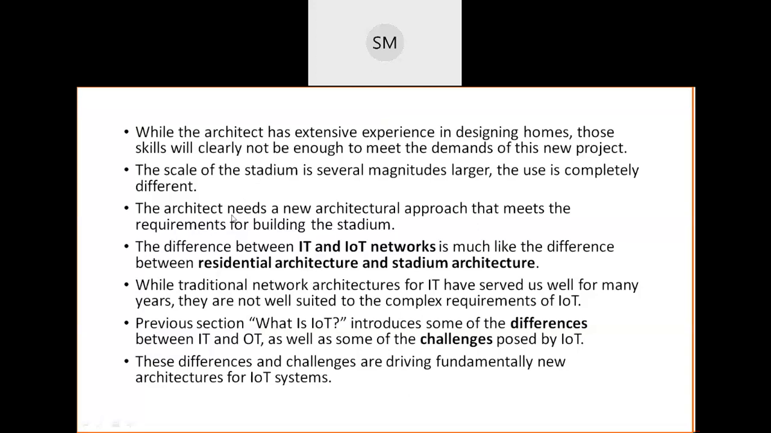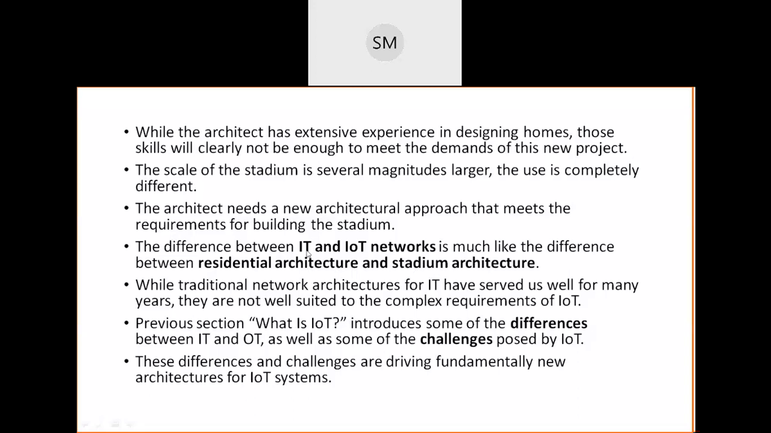Correct? The architect now needs a new architectural approach for this new project that meets the requirements of building the stadium. He has to learn new architectural things, architectural approaches to construct this stadium. So here also, if you compare this concept with our IT and OT networks, IoT networks, the difference between IT networks and IoT networks is much like the difference between residential architecture and stadium architecture.